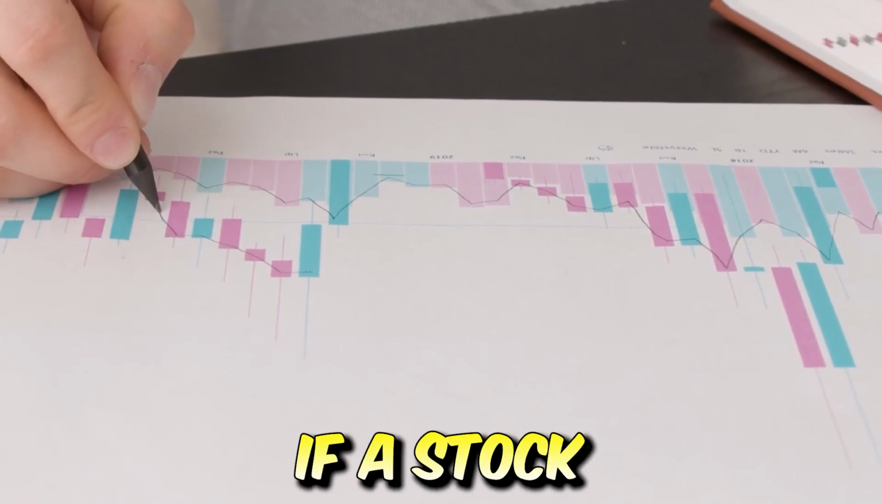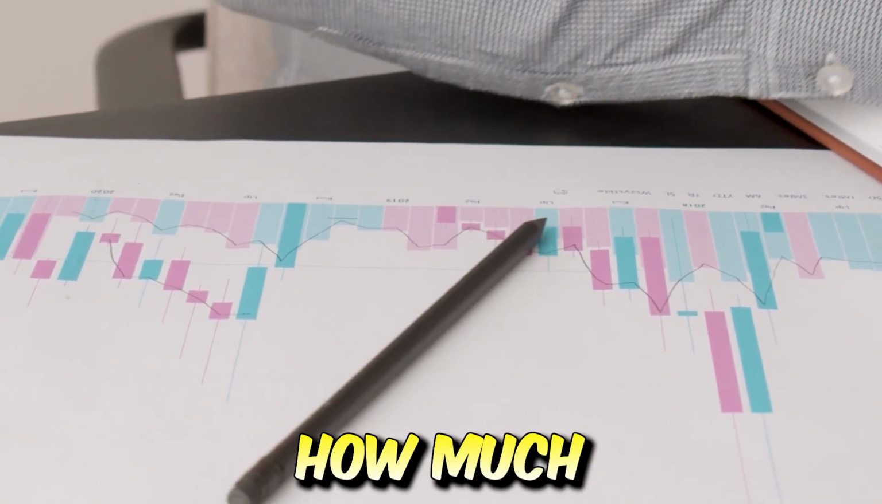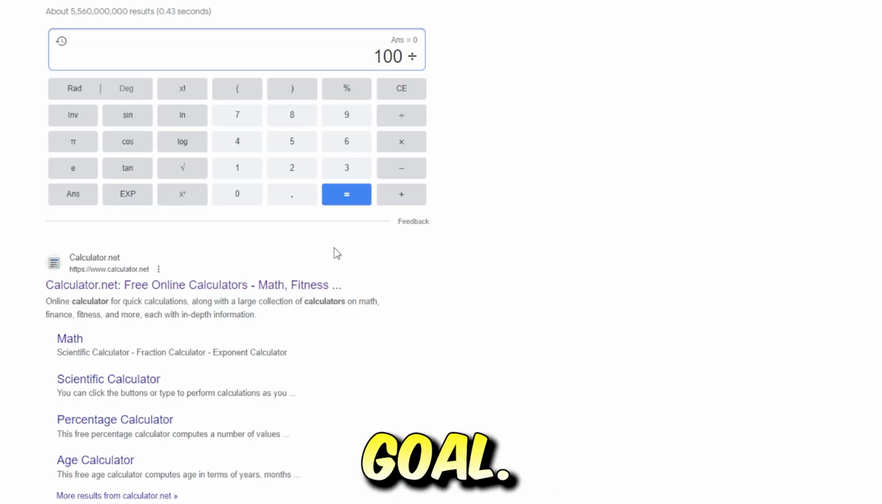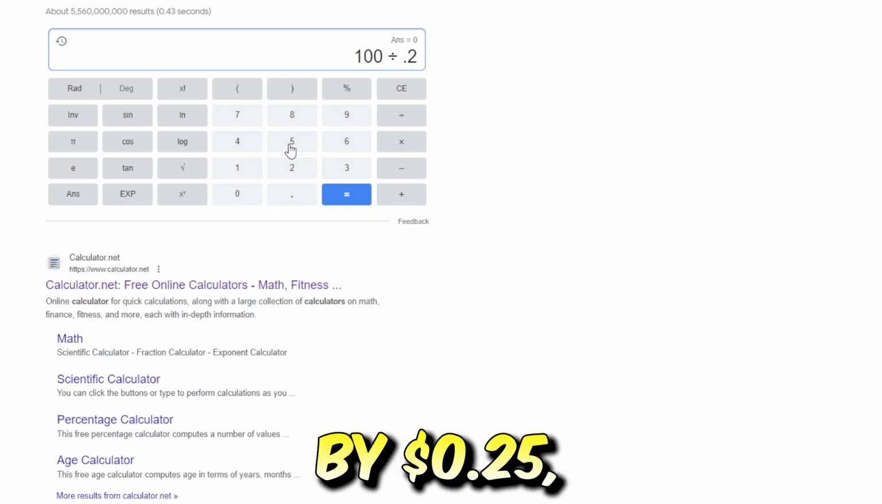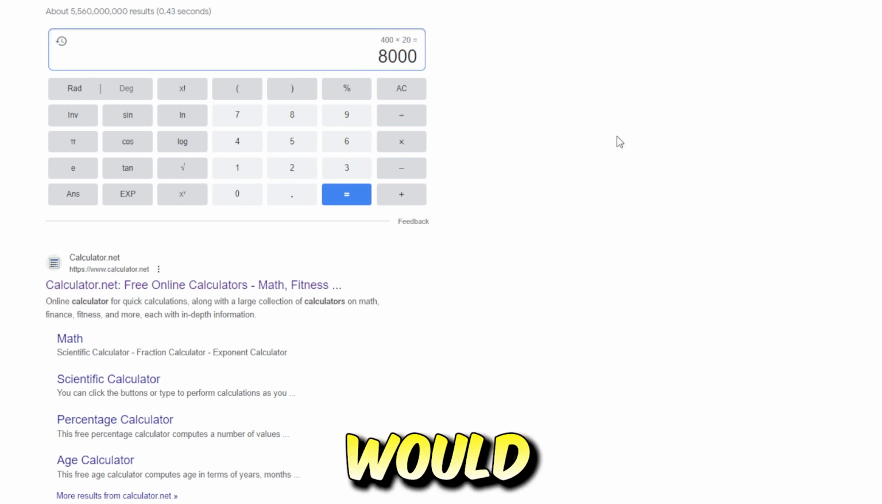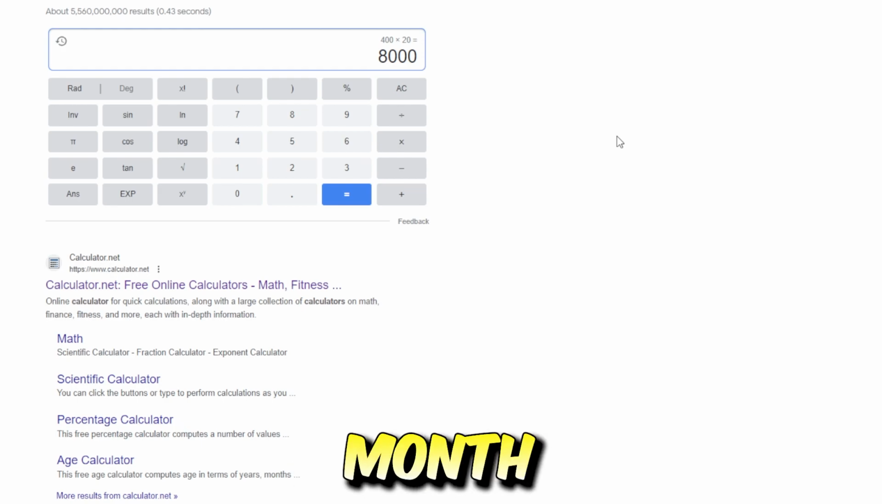So for example, if a stock or ETF pays 25 cents on a monthly basis, and we want to figure out how much of it we have to buy to reach our goal, we would take $100 divided by 25 cents, and that would mean we would need, in theory, 400 shares in order to get to the $100 per month dividend goal. Now, let's say that stock or ETF costs $20 per share, just in theory. That means this investor would have to spend $8,000 on that stock or ETF to hit the milestone of $100 per month in dividend payouts.